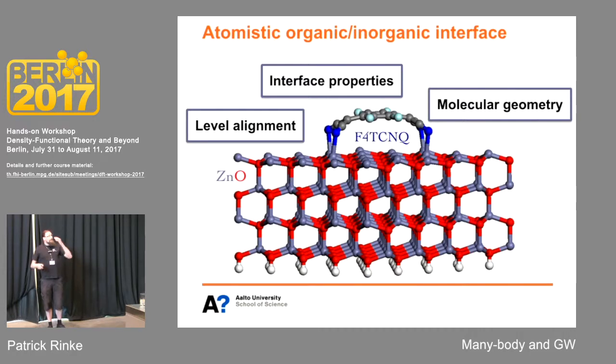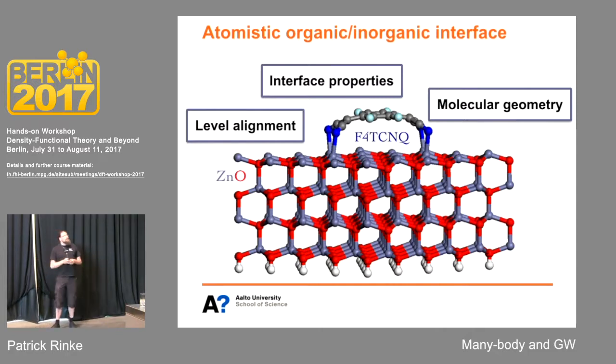So here's a rendition of an interface as we would picture it in atomistic first principles theories. It looks very clean. So here we have a semiconductor with a molecule on top of it. In DFT, you would mostly be interested in the molecular geometry, the adsorption site, for instance, what's the shape of this molecule, how strongly does it bind, and so on and so forth. But this is also related to the electronic properties of this interface, and by that I mean what is the alignment of electronic states relative to each other.